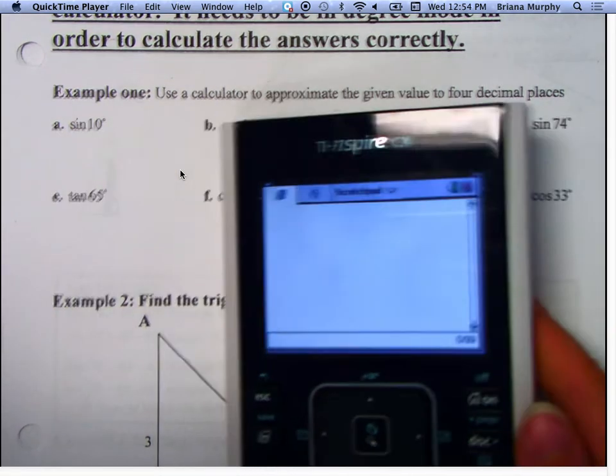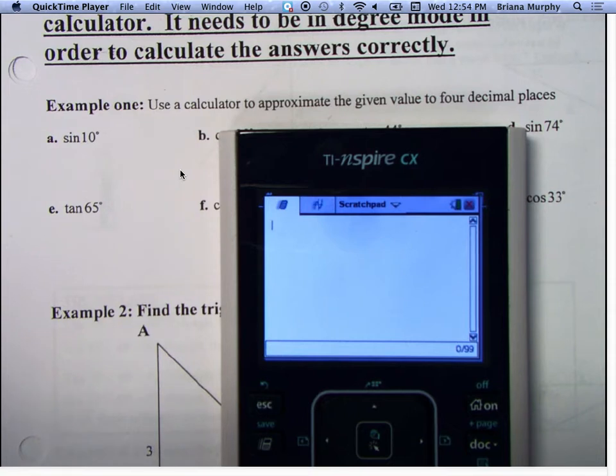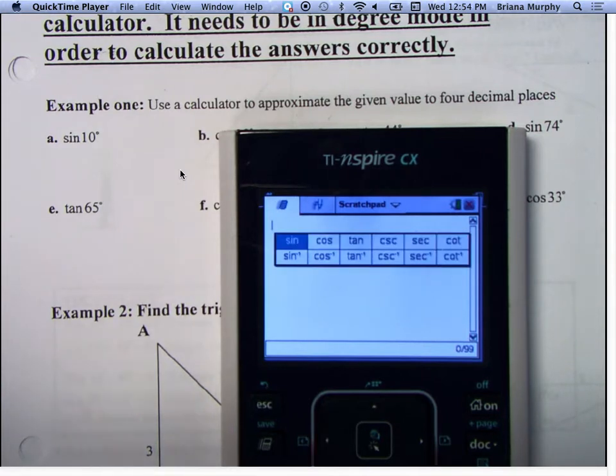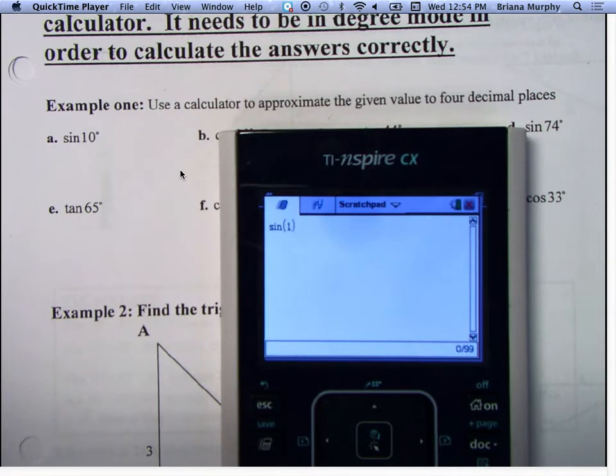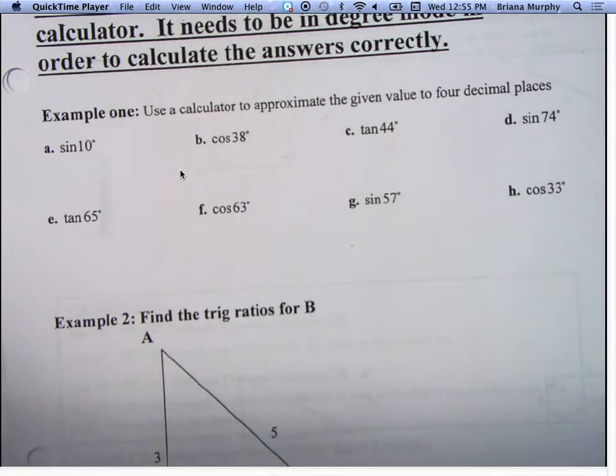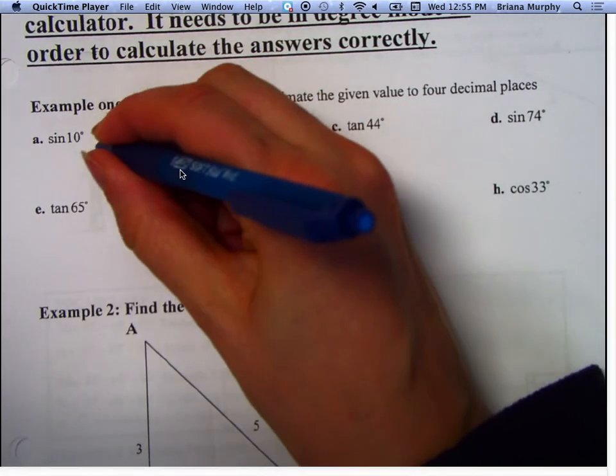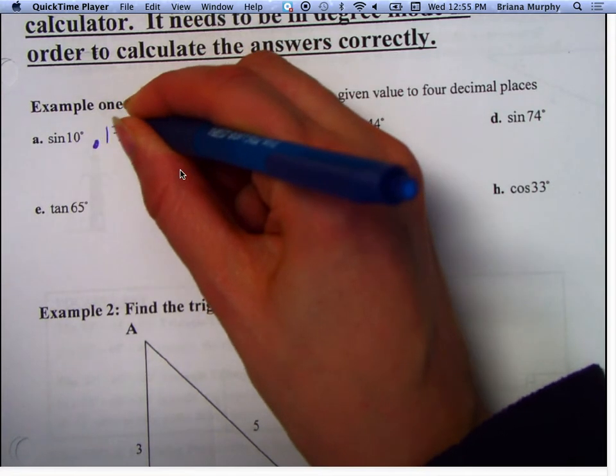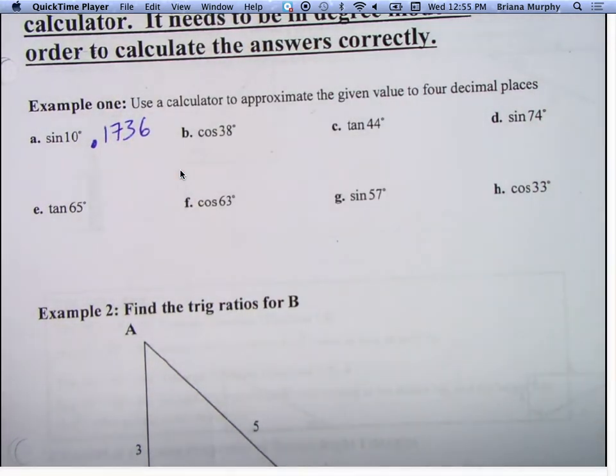Okay? We're going to find the sine button. So we're going to find trig. Trig is right next to the number 7 on your calculator. So if you touch trig, a bunch of different options come up. You're going to choose sine in this case and put 10. Then push enter, and you should get 0.1736. We're going to round to 4 decimal places.